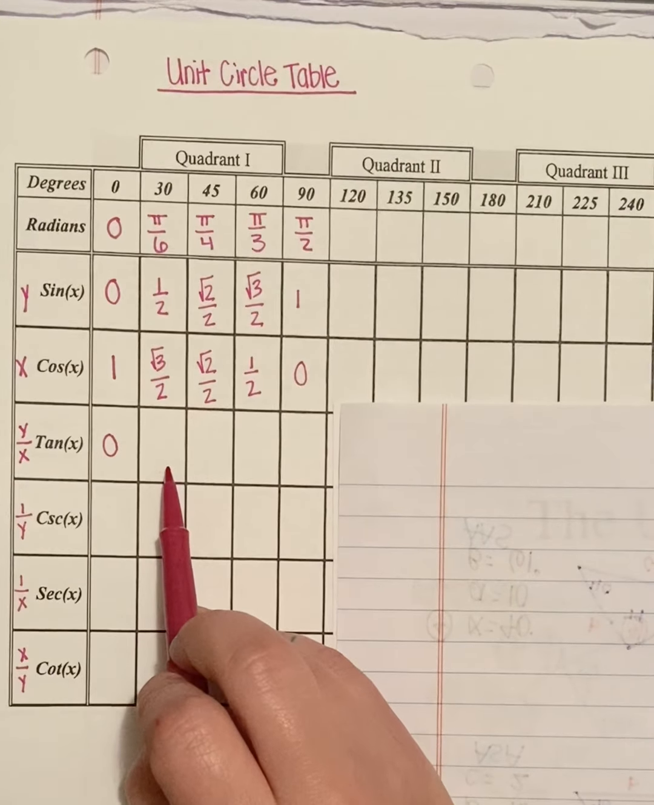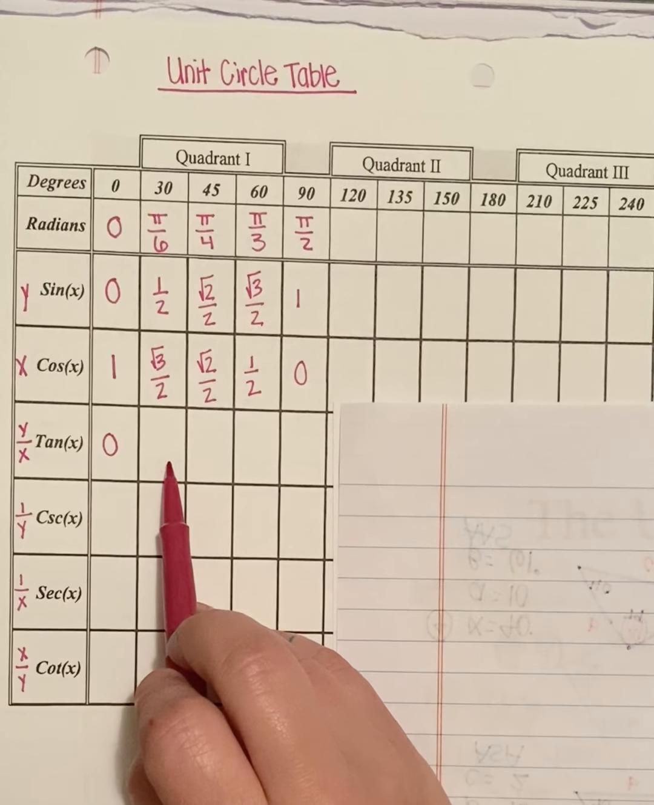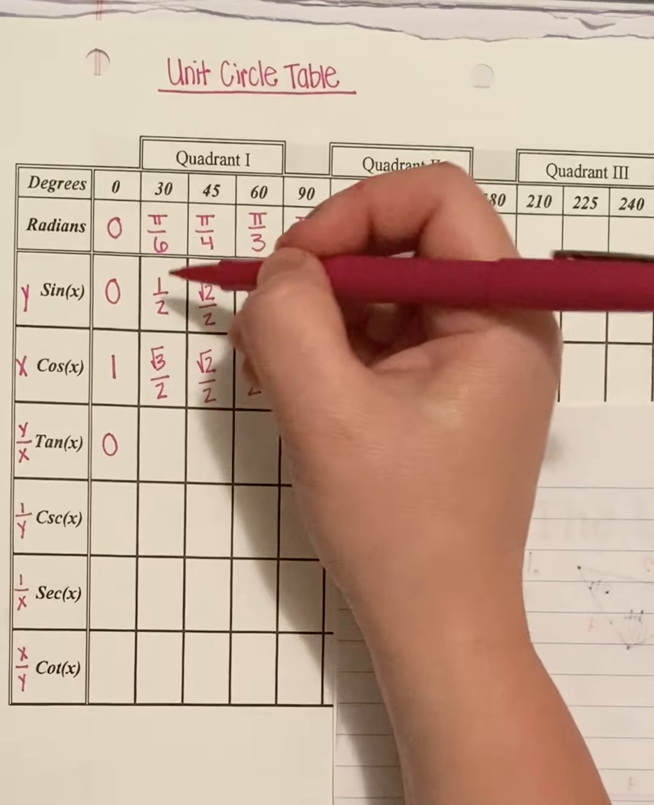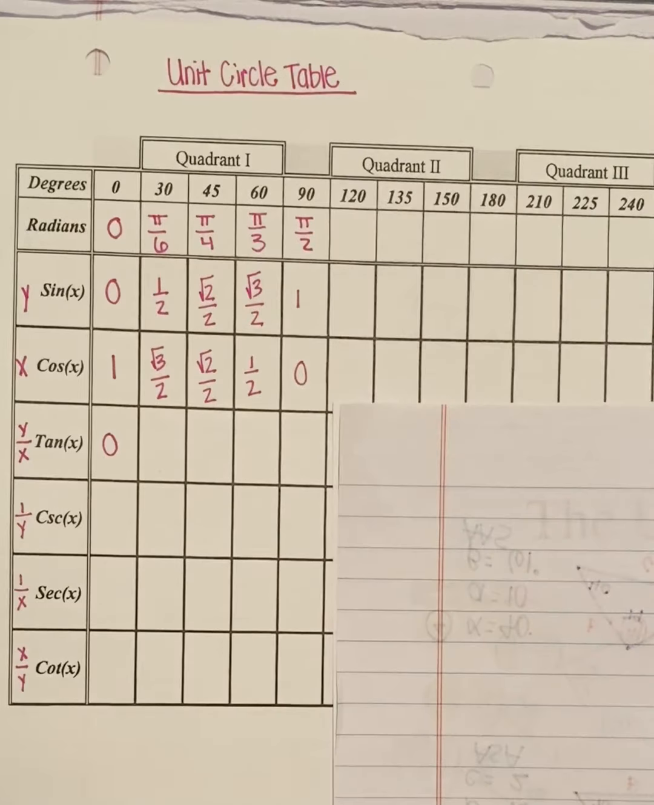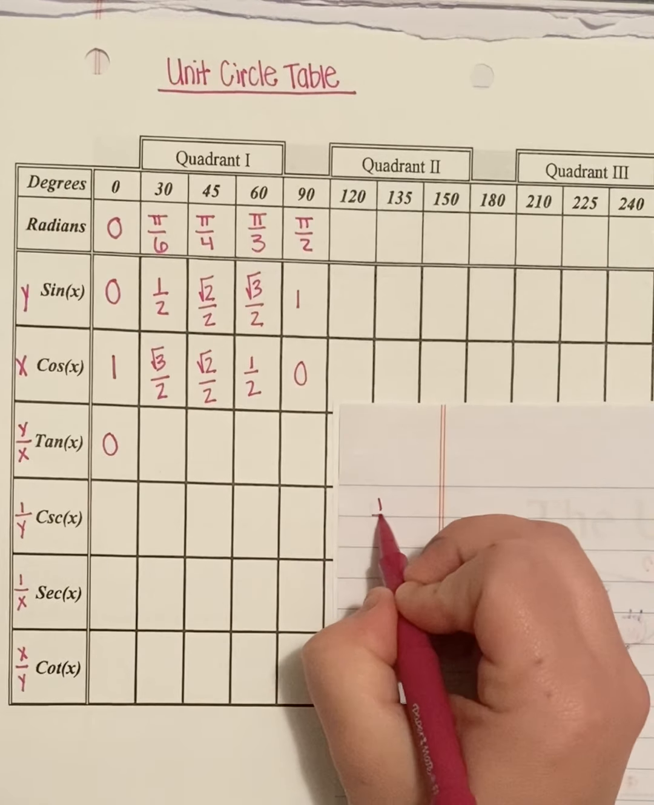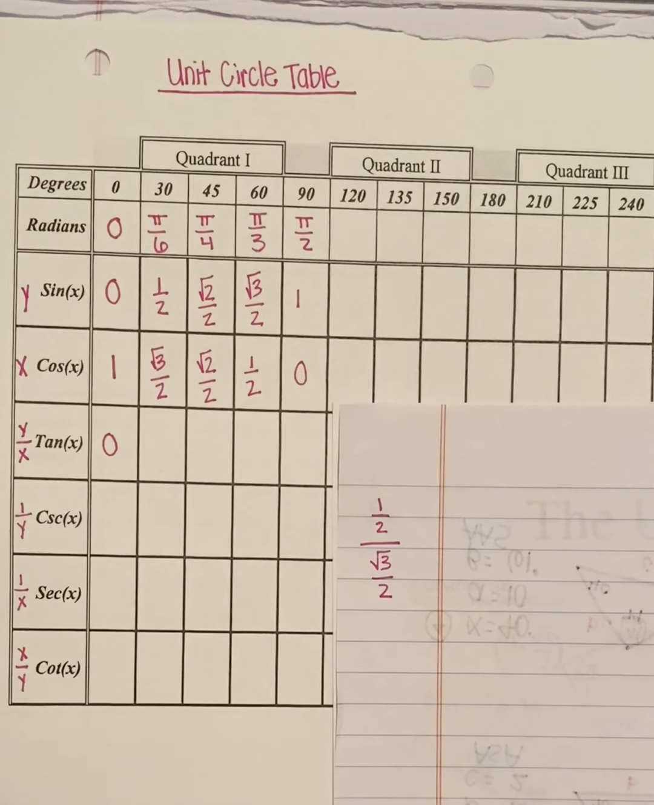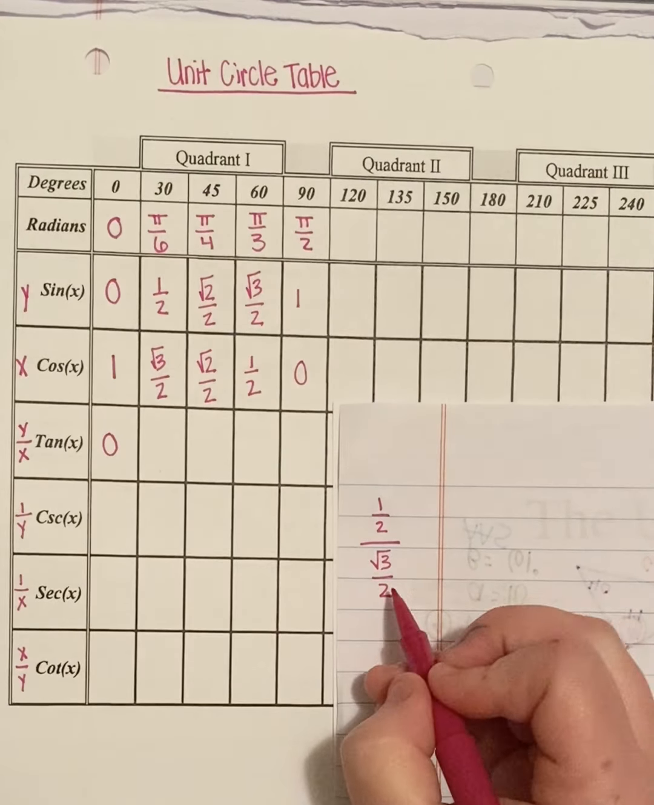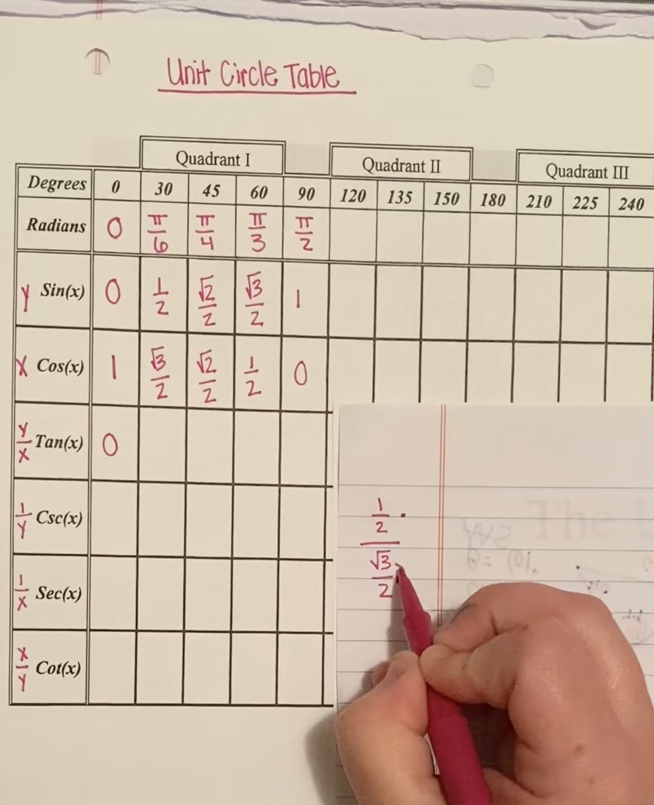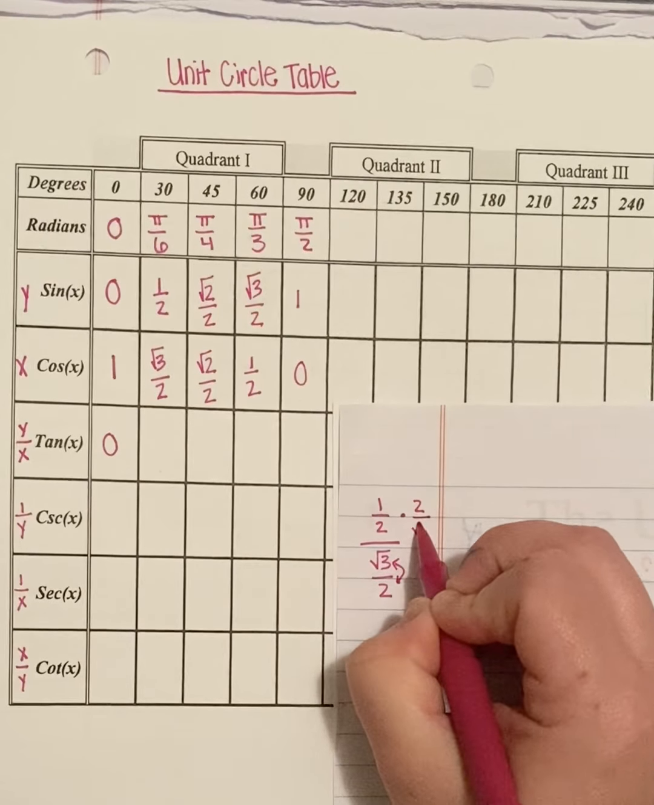Still working with tangent here. To find the tangent of 30 degrees, I'm going to take y, which is 1/2, and divide it by the square root of 3 over 2. This is where I need a little scratch paper. So 1/2 divided by the square root of 3 over 2. To divide fractions, I have to multiply by the reciprocal. So here I'm going to multiply by this reciprocal. I'm going to flip it upside down. And this is 2 over the square root of 3.